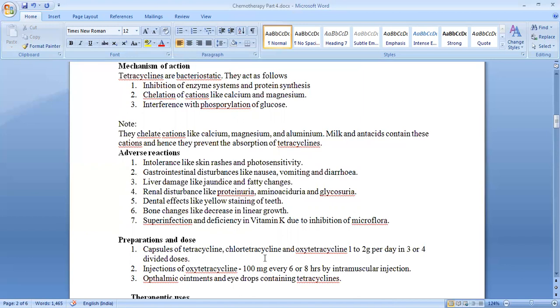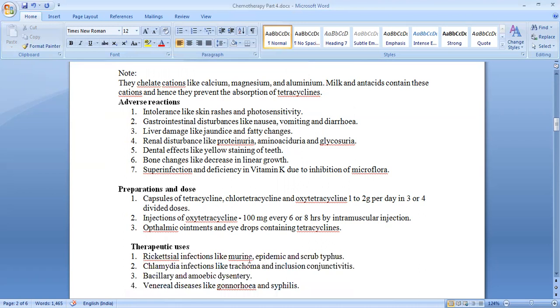This is one of the major reasons why it was not being given to young children. Bone changes can be there, and people may develop deficiency of vitamin K. They may develop super infections. Super infection means they already have one problem, and over and above that they develop one more infection. So it can be given in the form of capsules, it can be given as injections. There are also certain ophthalmic ointments and eye drops which contain tetracycline.